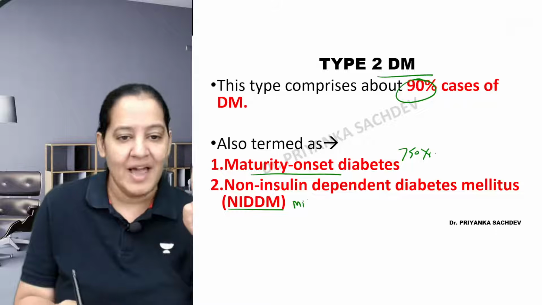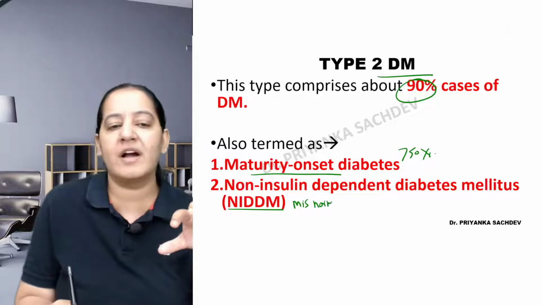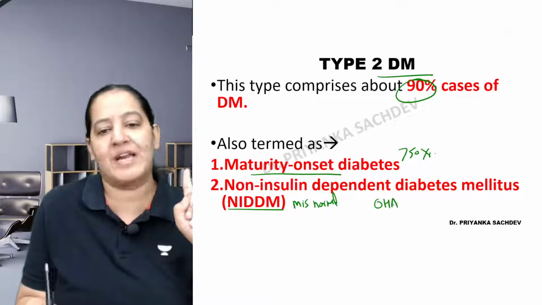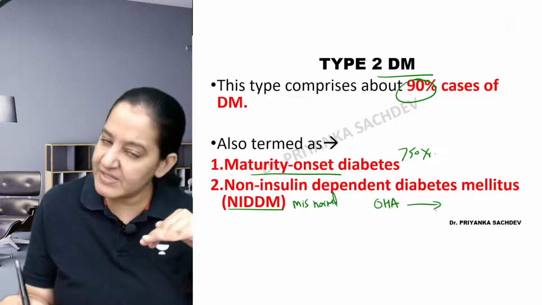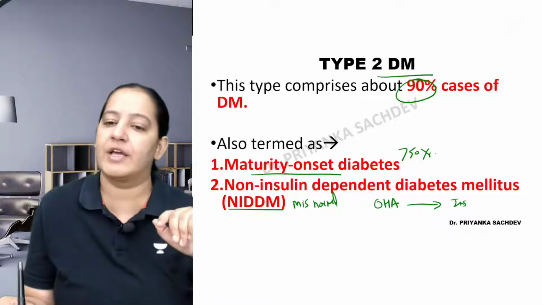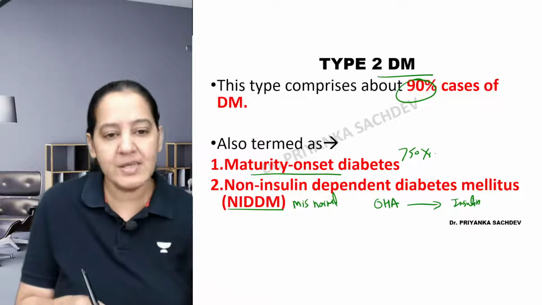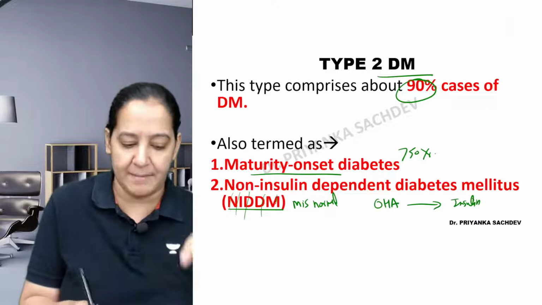It is a misnomer. By reading this word, you might think that insulin is not given in this, but that is not the case. We will try with oral hypoglycemic agents first. If it is still not controlled, in the end we will give insulin. So insulin is not the first option. Insulin is the last option. That's why it is known as non-insulin dependent diabetes mellitus.